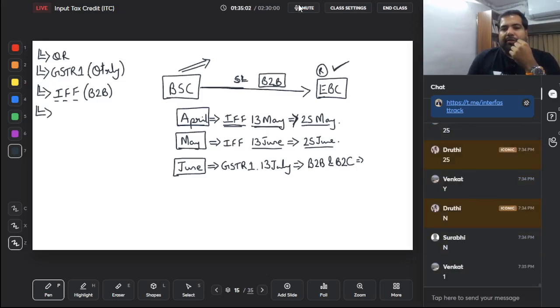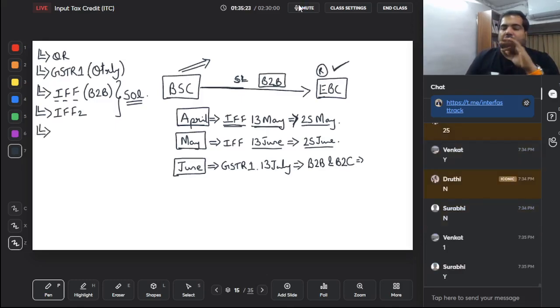Guys, the two IFFs that you file, IFF for the first month, IFF for the second month, in both these IFFs you can have supply of maximum 50 lakh rupees. So that means, can you have B2B supplies? Yes, but of maximum 50 lakh rupees aggregate in both the IFFs together.